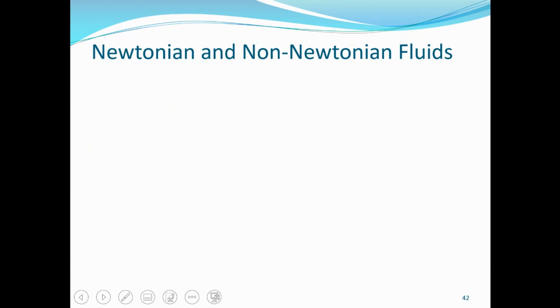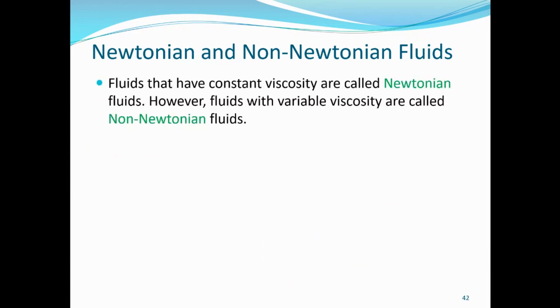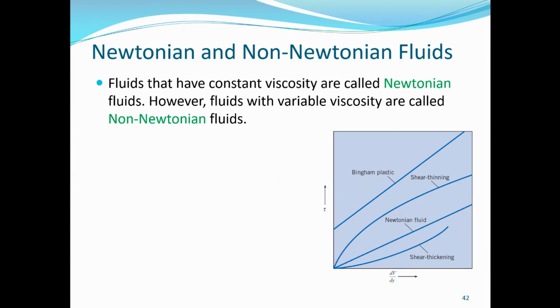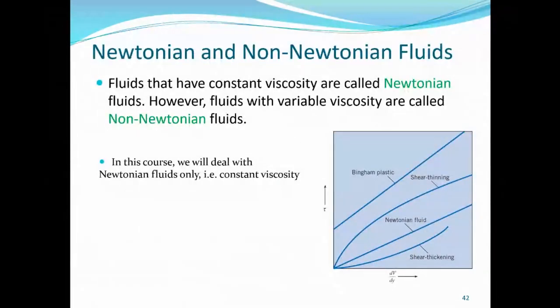Now, Newtonian and non-Newtonian fluids. Fluids that have constant viscosity are called Newtonian fluids. However, fluids with variable viscosity are called non-Newtonian fluids. In this course, we will deal with Newtonian fluids only, that is, constant viscosity.